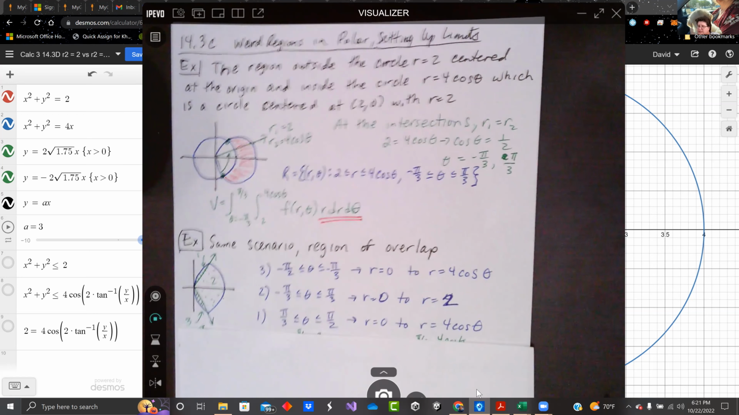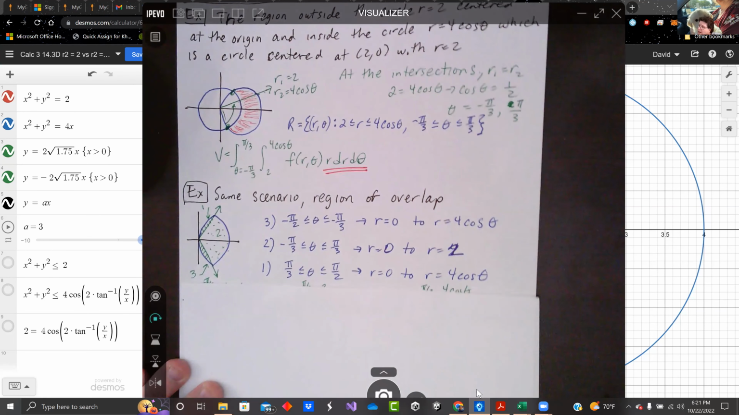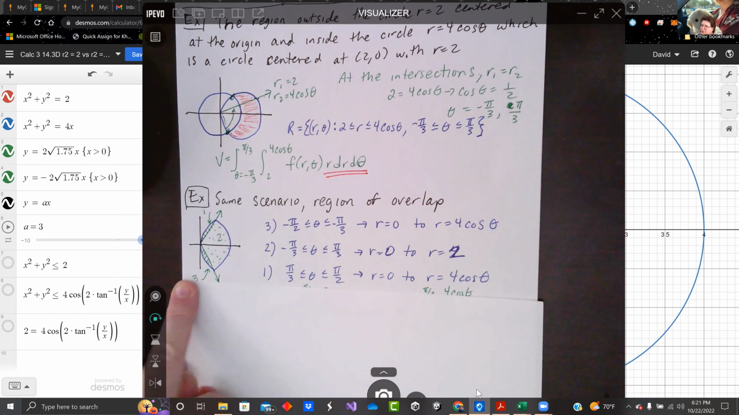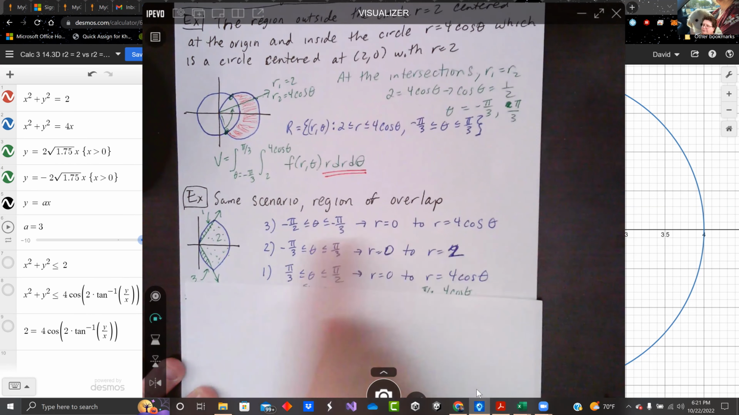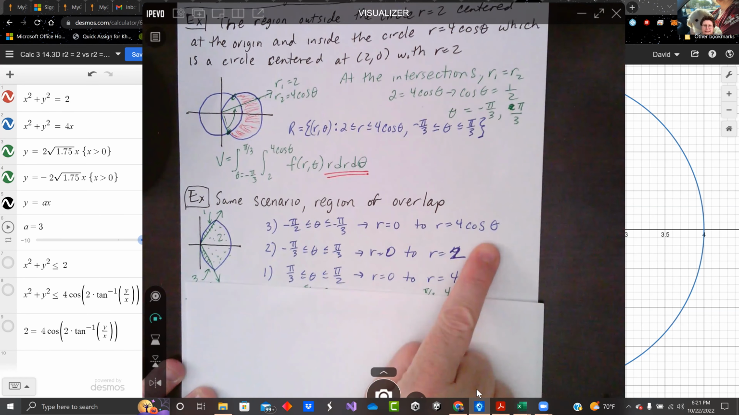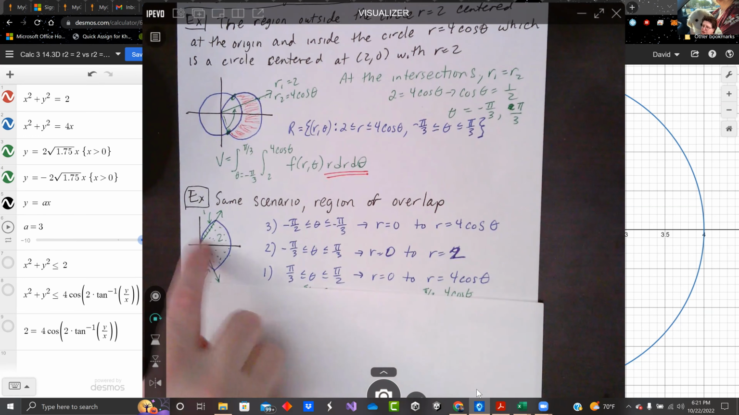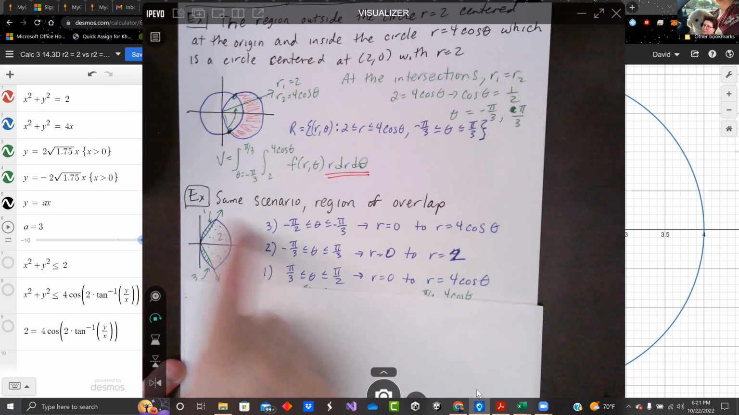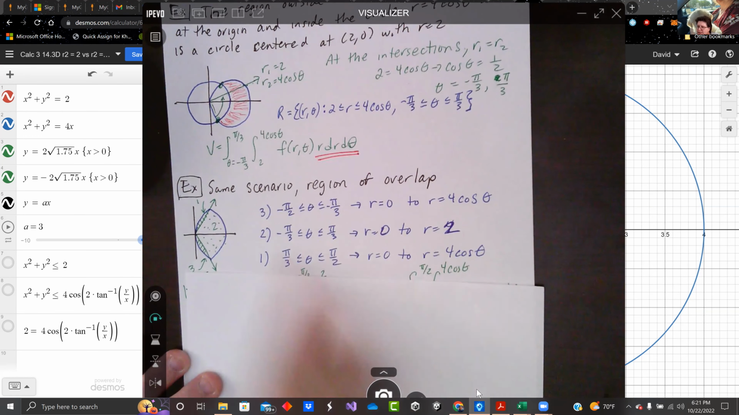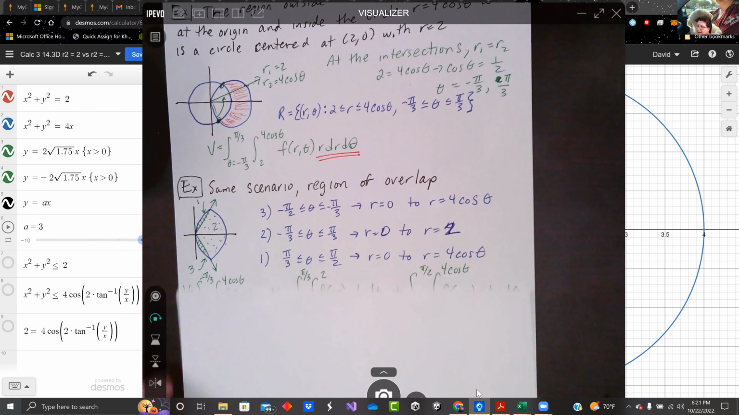So this is what I had in Desmos. For region 3, the bottom one, we're going from negative pi over 2 to negative pi over 3, because we already figured out the overlap, negative pi over 3 and pi over 3. r equals 0 to 4 cosine theta. That's what we said earlier. When we get to region 2, it's negative pi over 3 to pi over 3, and r is 0 to 2. And when we're doing the top region, again, this is going from pi over 3 to pi over 2, straight vertical, and r equals 0 to 4 cosine theta again.